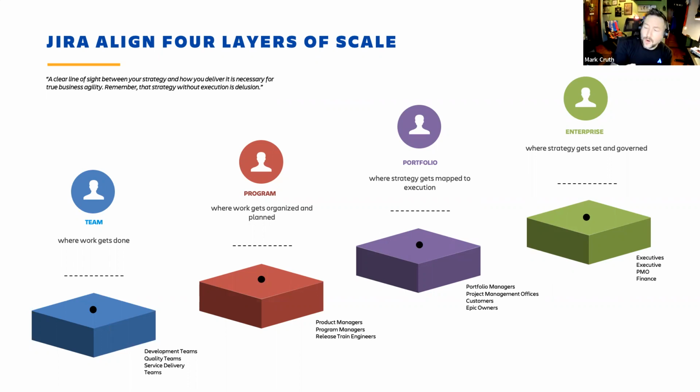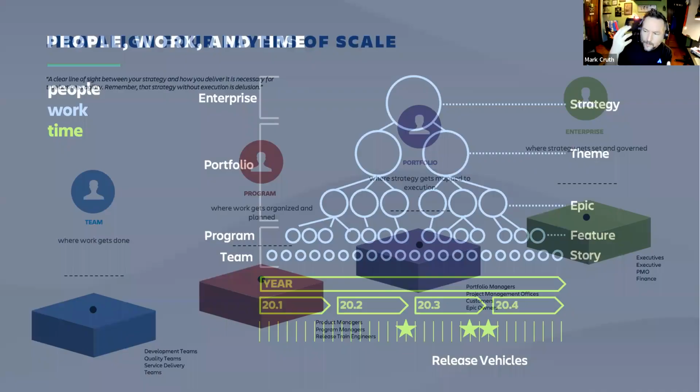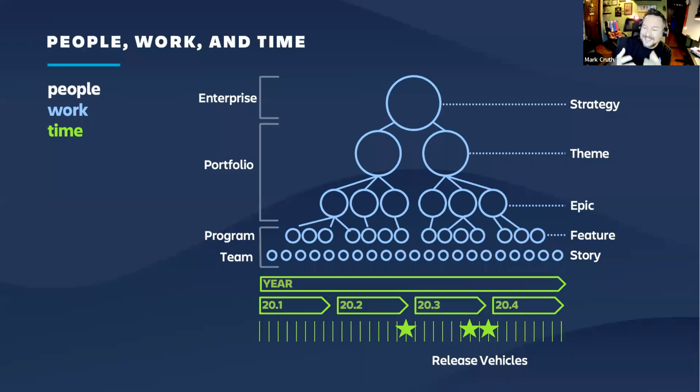And so for us, as we think about these 4 layers, you're going to see this manifest itself in Align, where the team is all about execution, whereas in program, portfolio, and enterprise, we focus in on how do we ensure that that execution is happening at the right time. So let's talk a little bit about this mapping here. This is going to be a chart that I want you to remember as we get into the demo, because this is really how Jira Align gets organized.